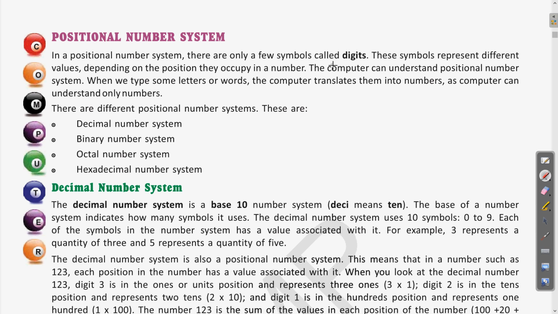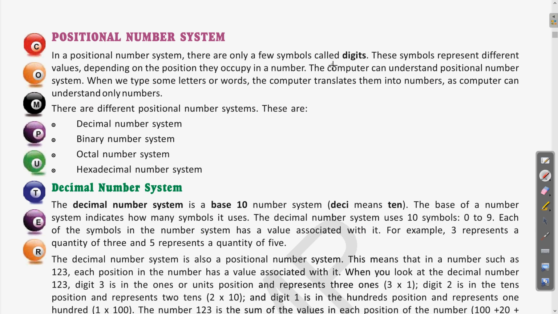Clear? As there is some rule in the positional number system, they can be used by machines also. But if you use the Roman number system, the computer will not be able to interpret it. Clear? Because of some rules and regulations which are followed, positional number systems can be used in the computer as well.